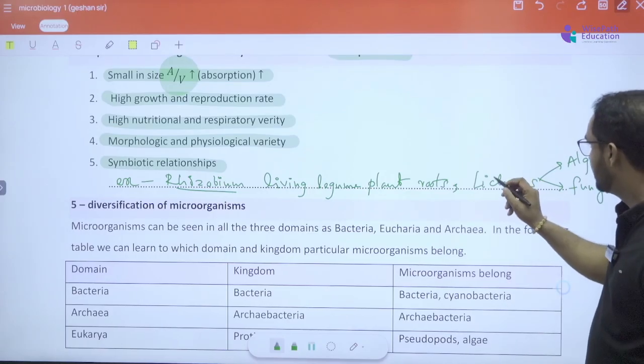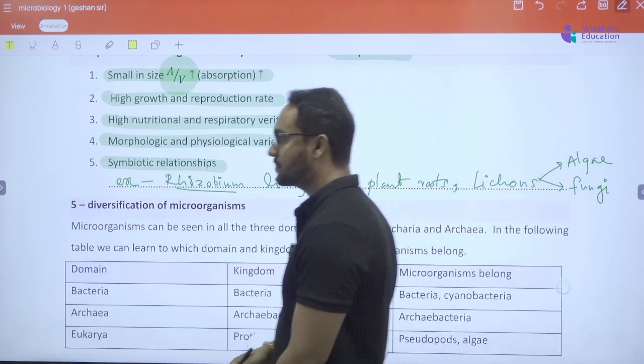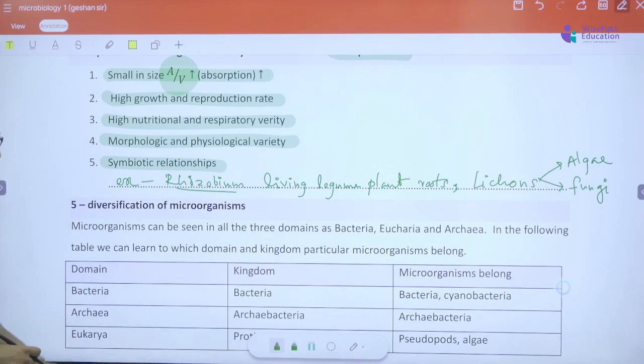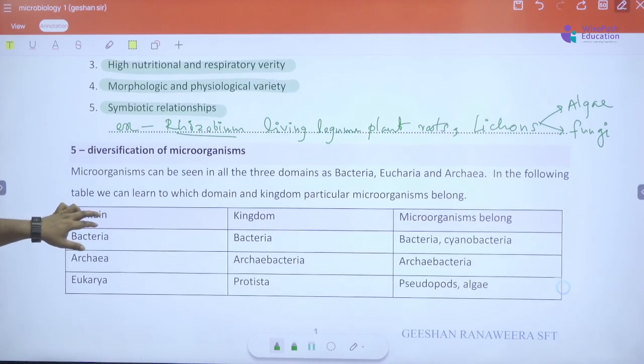This is lichens, L-I-C-H-E-N-S, lichens. Right. Come to the next one.